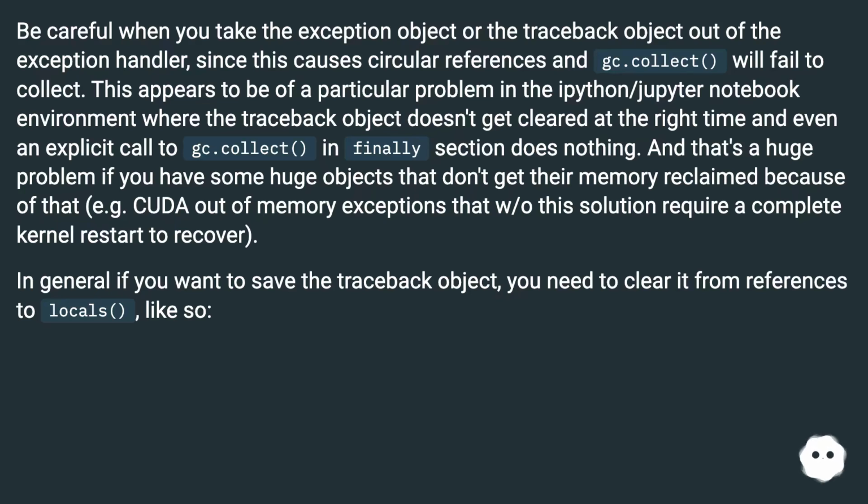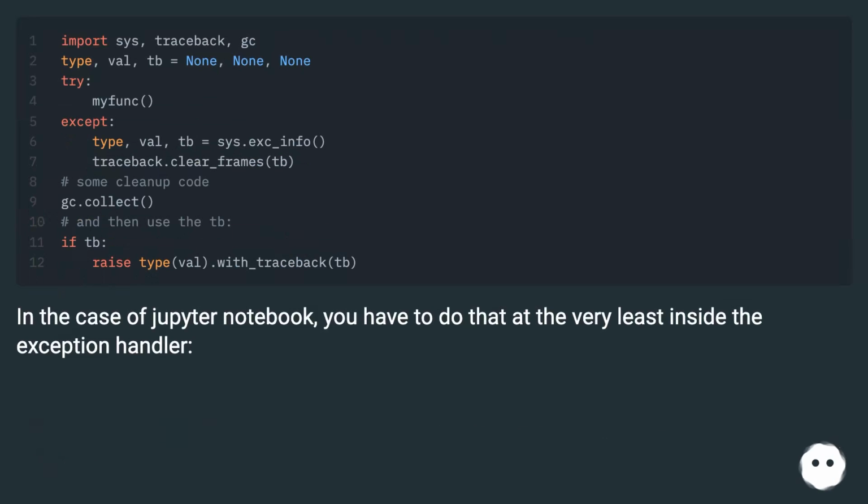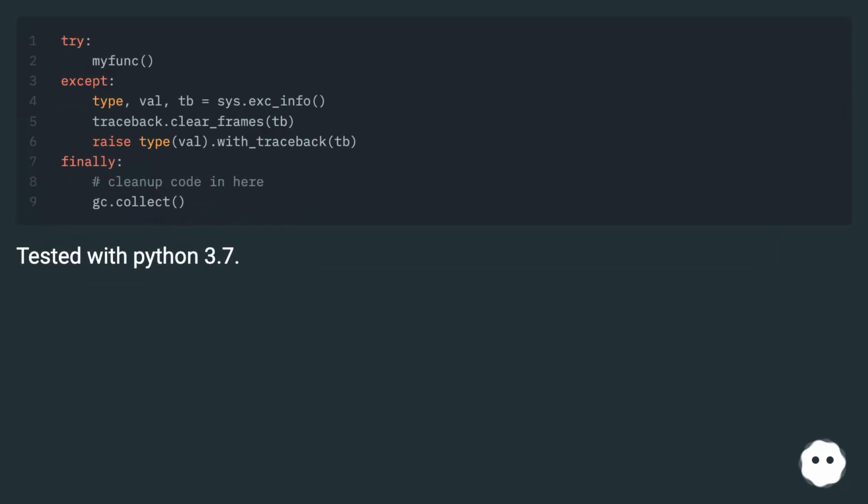And that's a huge problem if you have some huge objects that don't get their memory reclaimed because of that. For example, CUDA out of memory exceptions that without this solution require a complete kernel restart to recover. In general, if you want to save the traceback object, you need to clear it from references to locals, like so. In the case of Jupyter Notebook, you have to do that at the very least inside the exception handler. Tested with Python 3.7.